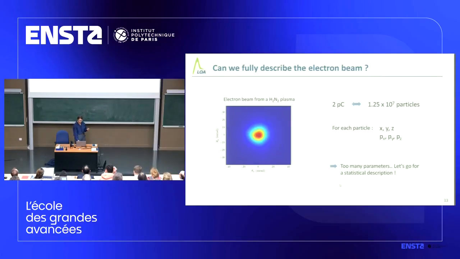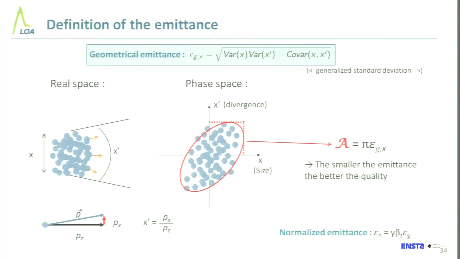If I reduce the electron beam I just showed you, here we have a 2 picocoulomb electron beam, which corresponds to 10 to the 7 particles. Each of these particles has 6 coordinates of position and momenta. So it's not possible to describe the electron beam by describing each particle one by one, and we have to go for a more statistical description. The statistical description is the emittance, and specifically here we measure the geometrical emittance.